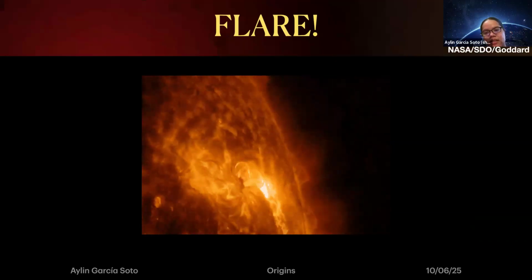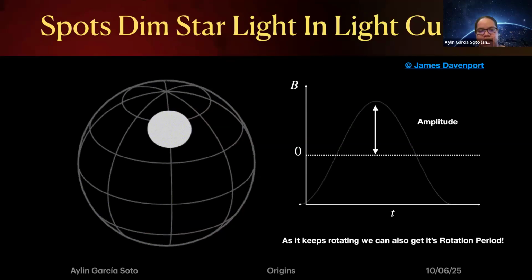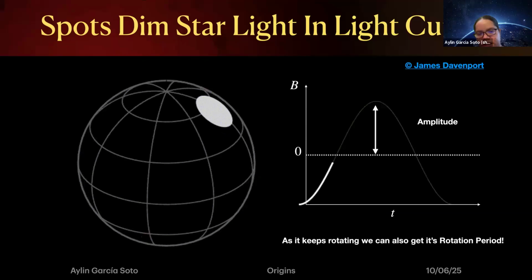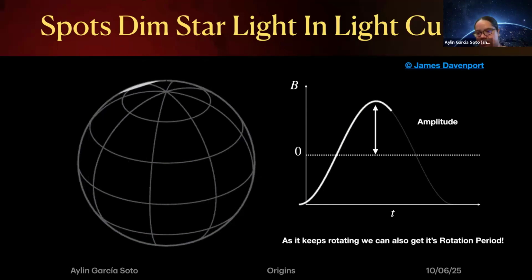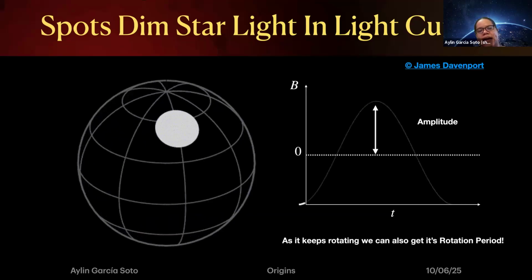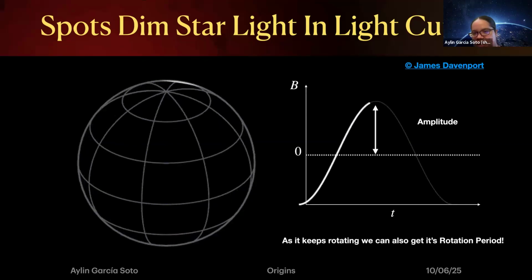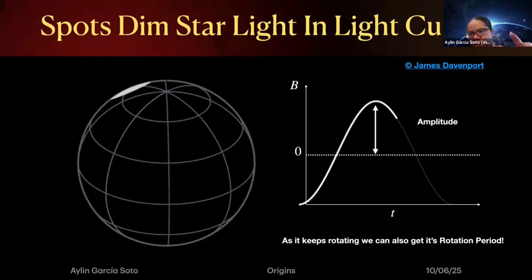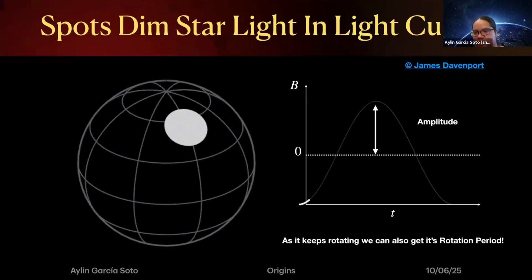Another proxy is spots. So if you have a spot on your surface and you're staring at your star for a long time, as the spot moves out of your field of view, essentially, the brightness of the star increases because these spots are dark. And when it moves back into the field, it decreases in brightness. And so if you look at a light curve for a long time, you get an amplitude, but you can also get the rotation period of the star because it has surface features.